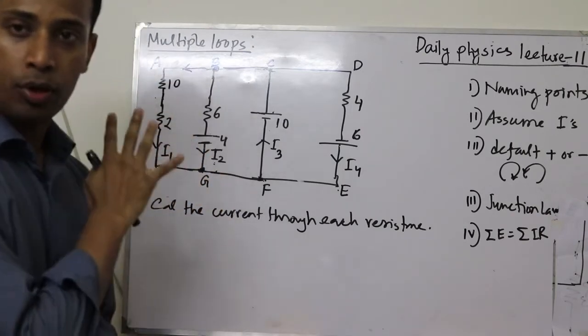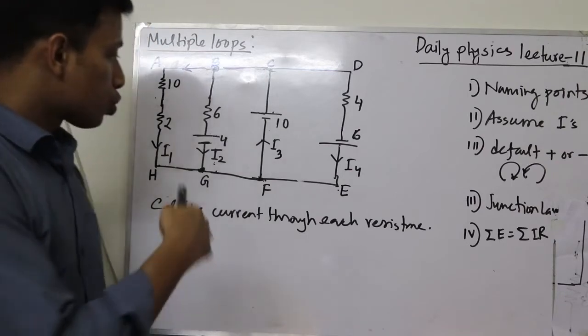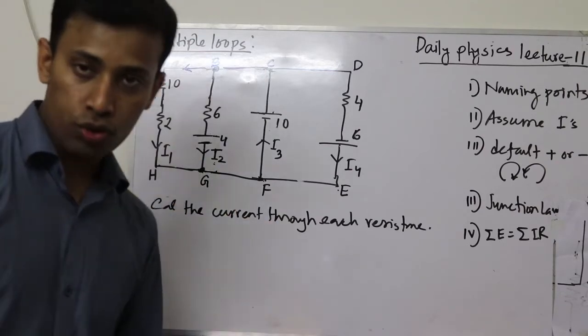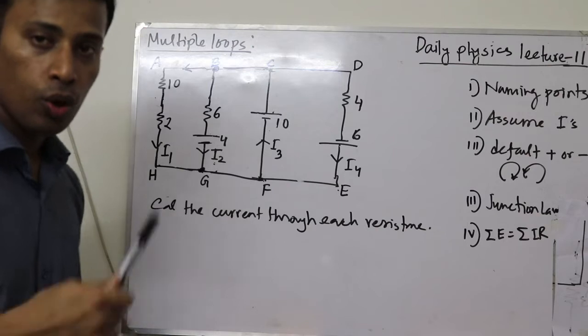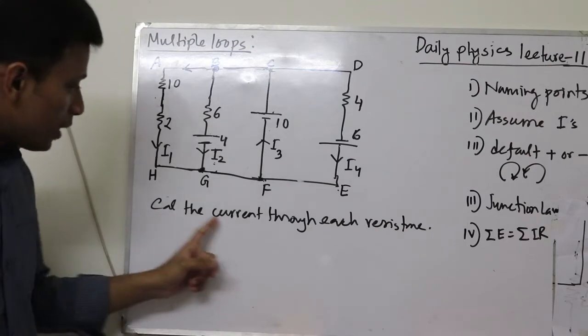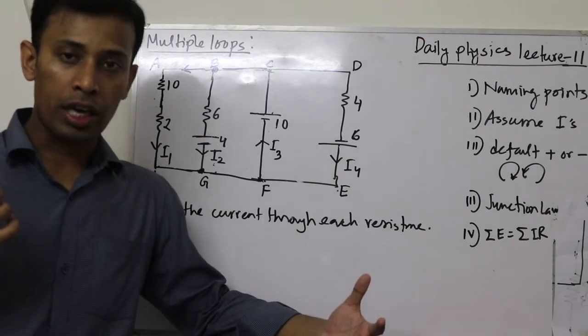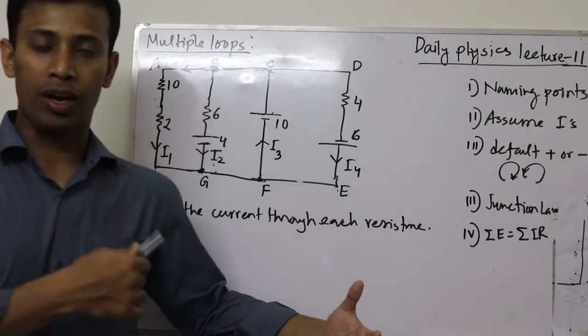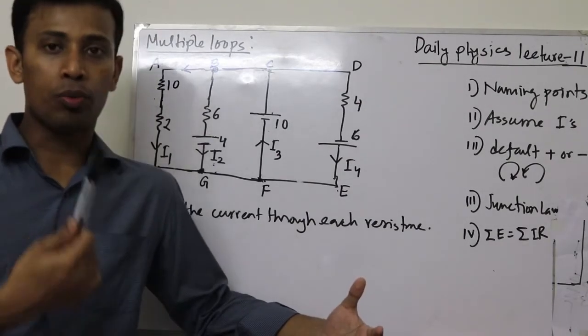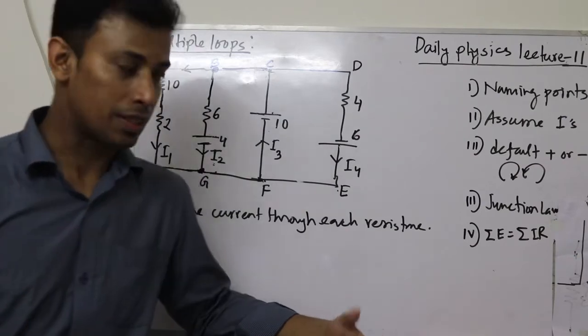today I am discussing this circuit. What will the current flows be, or how will we get them? What is the question? Calculate the current flow through each resistance. That means we have to calculate the current flow through all those resistances, it doesn't matter how many.